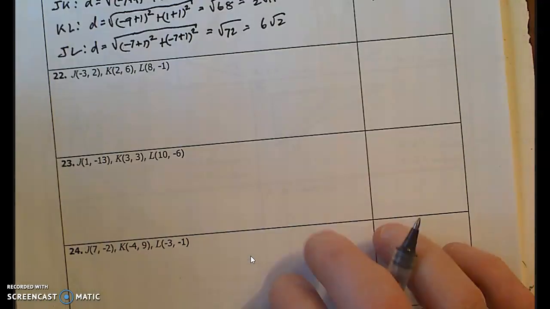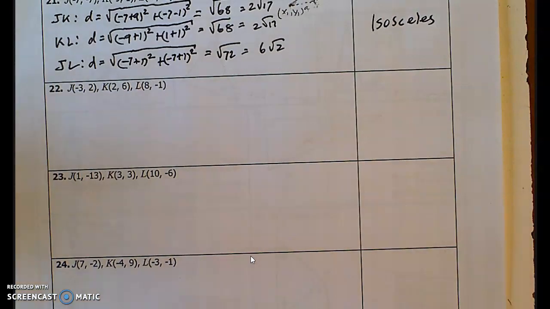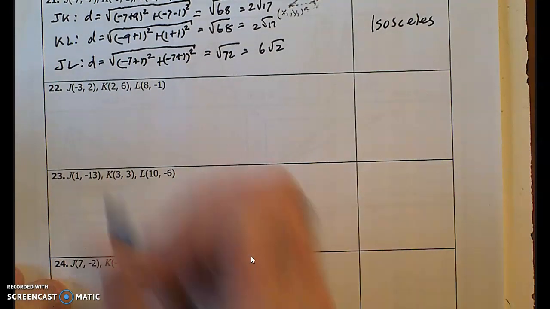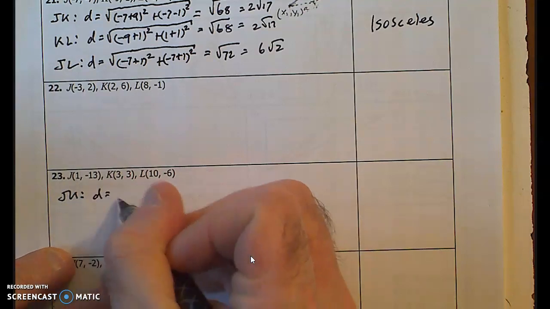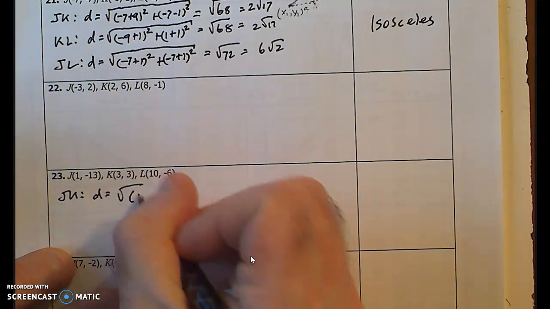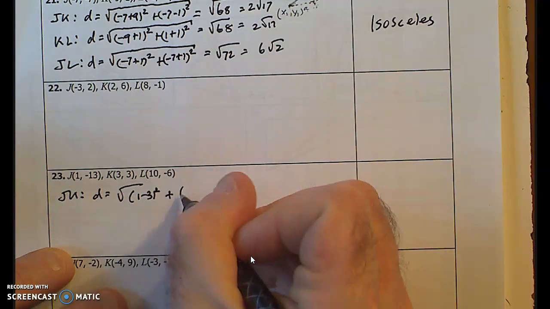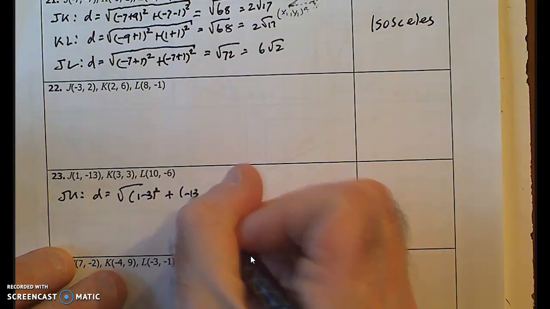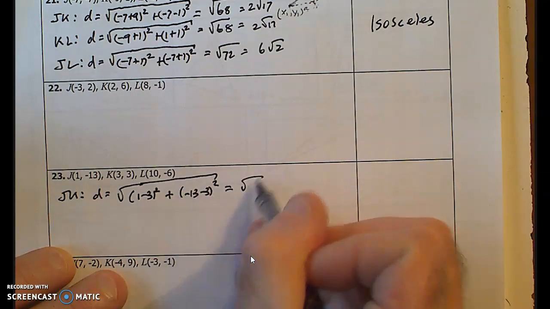Okay, let's see if we can do 23 quickly. We don't have much time, but it's the same principle. So we're going to do the distance between J and K. Distance is square root of 1 minus 3 squared plus negative 13 minus 3 squared is the square root of 260.